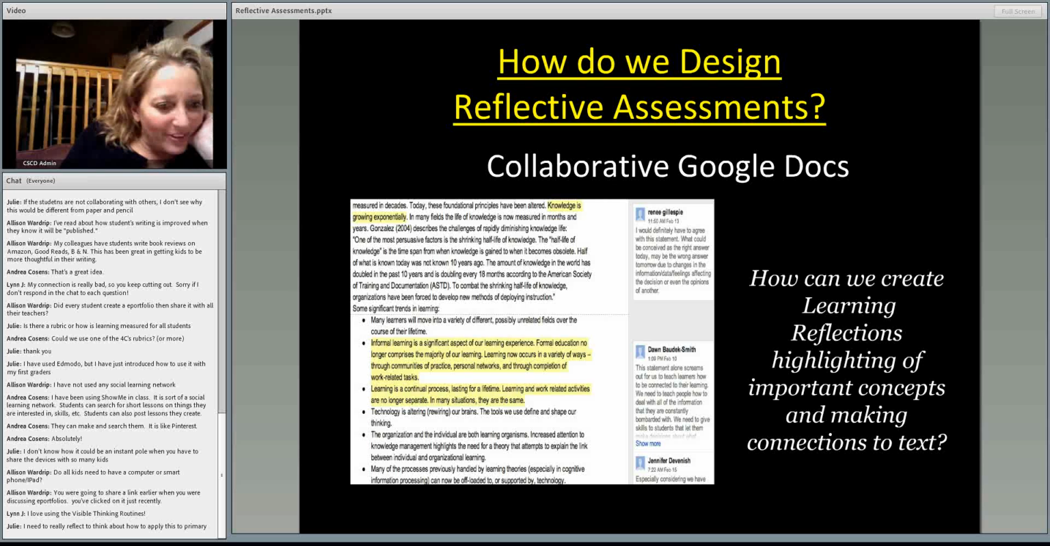I need to really reflect to think about how to apply this to primary. So is it kindergarten, first, second grade? I think if you went away with ensuring that we're asking our students big open-ended questions, that we're asking them to do higher order thinking, comparing and contrasting, and applying what they learn.